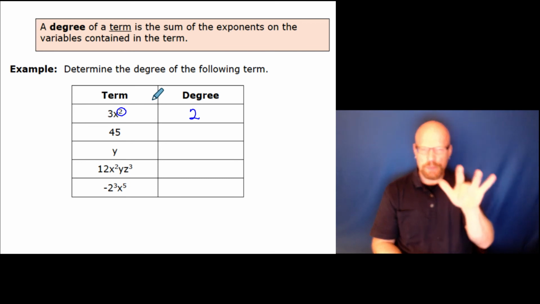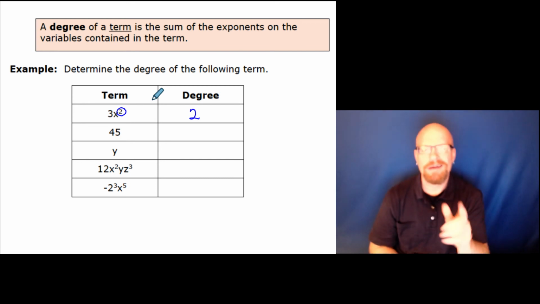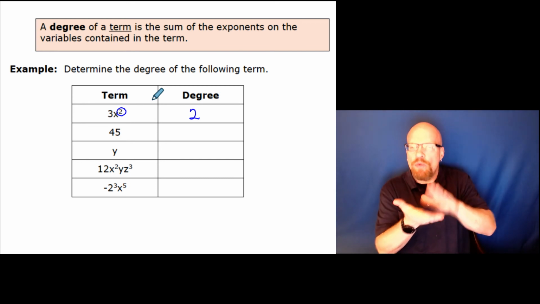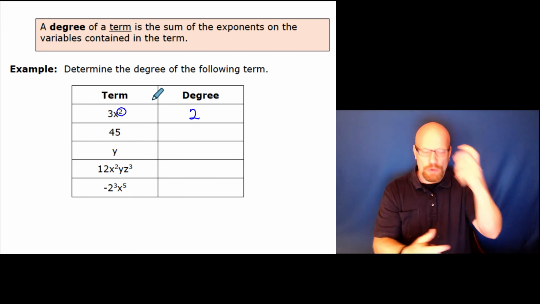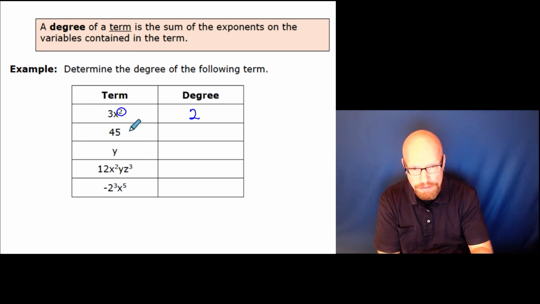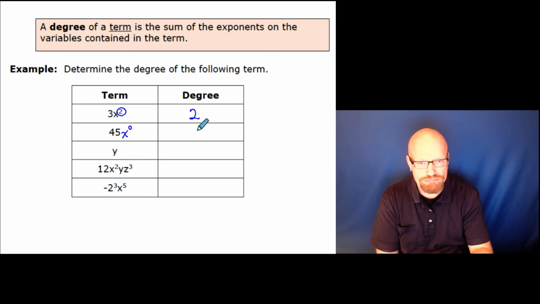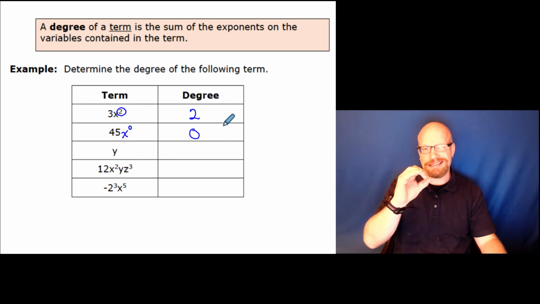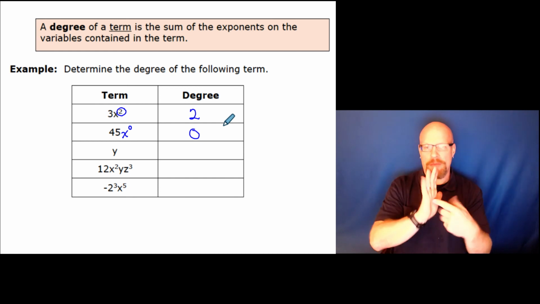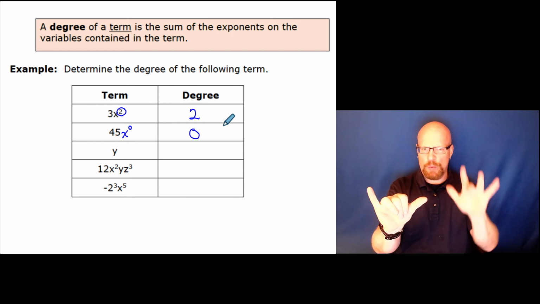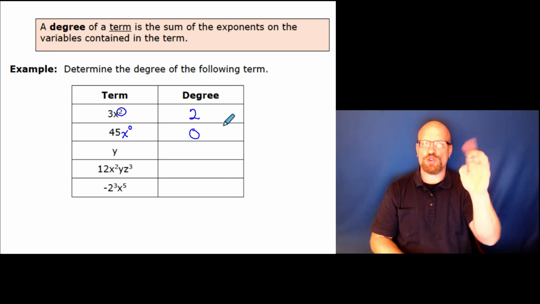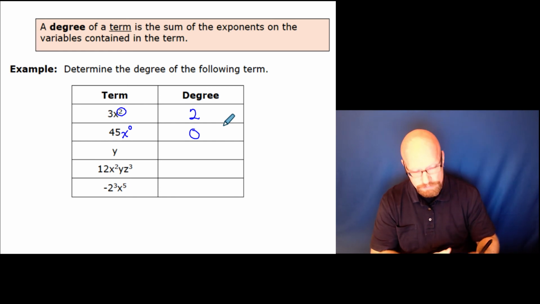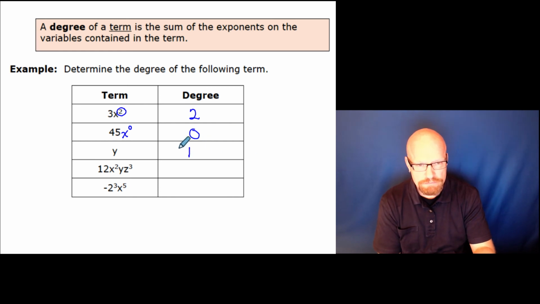Below here we have 45, and there's no variable there. We can write, watch this, x to the 0 is 1, right? So there's no variable, we can say it's a 0 degree term. The second one, y, has no exponent that we see, but it really is y to the first.